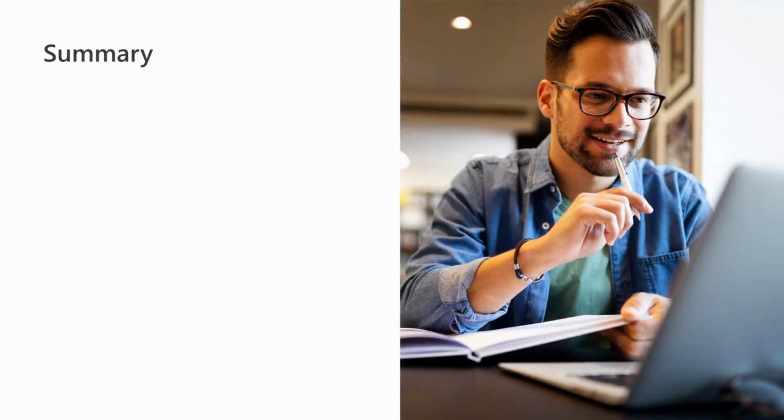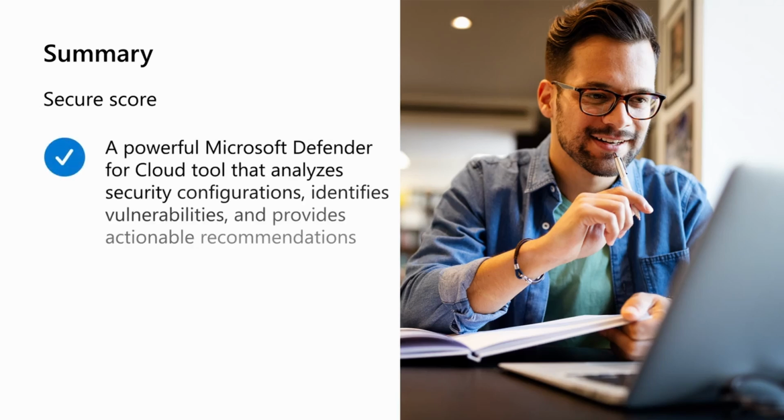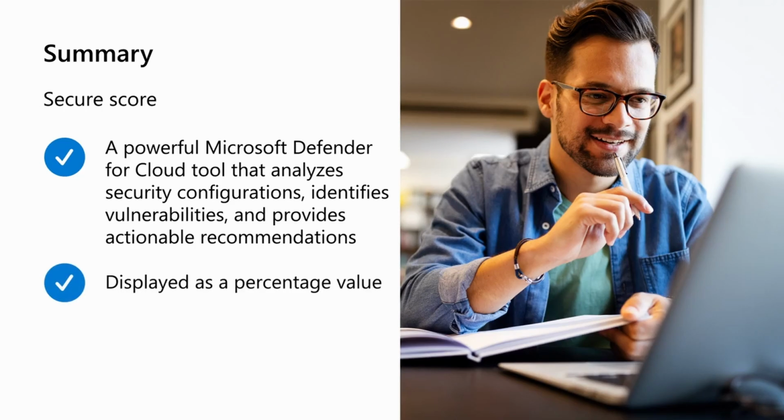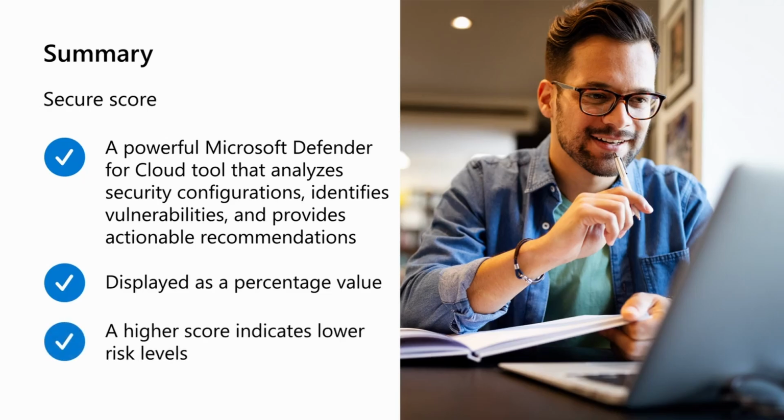Now let's recap what we've learned in this video. We now know that a security engineer utilizes a secure score to analyze, improve security measures, address recommendations, and maximize the secure score. We learned how secure score analyzes security configurations, finds vulnerabilities, and offers actionable recommendations to strengthen defenses against threats. The secure score is a percentage showing your organization's security posture. The higher the score, the lower the risk level, so it's essential to aim for a high score.